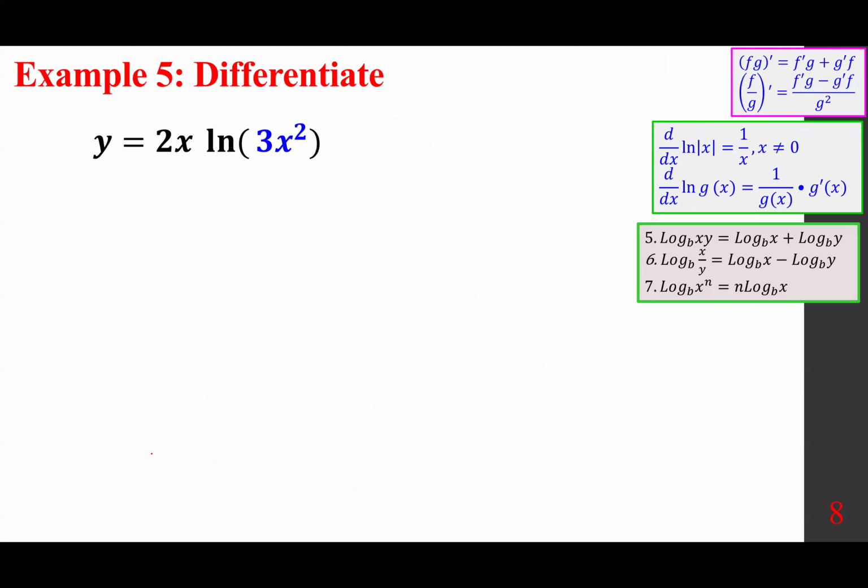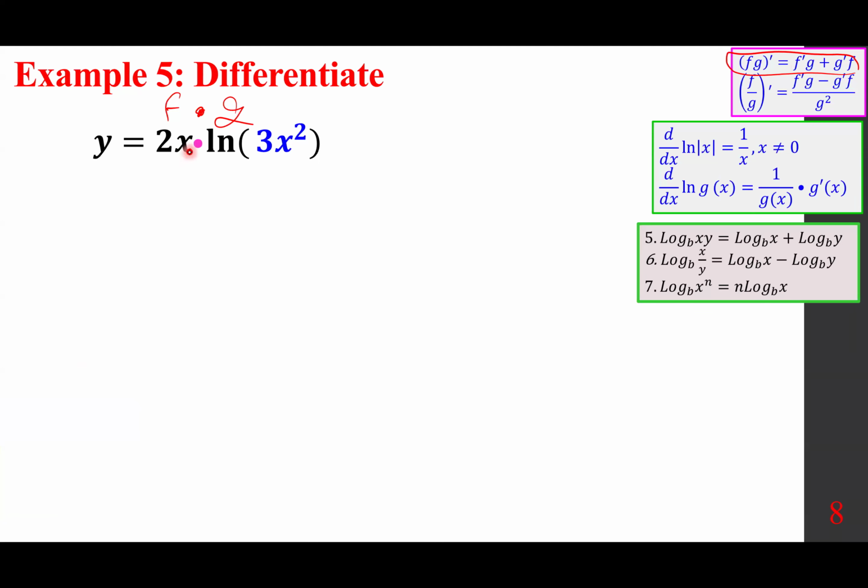Differentiate 2x times ln of 3x squared. When log is involved, the best course of action is to simplify, to decompose it first. In this case, actually, you don't need to. It makes it more difficult. So we are going to put a raised dot in between and say this is f times g, again using the product rule, f prime g plus g prime f.